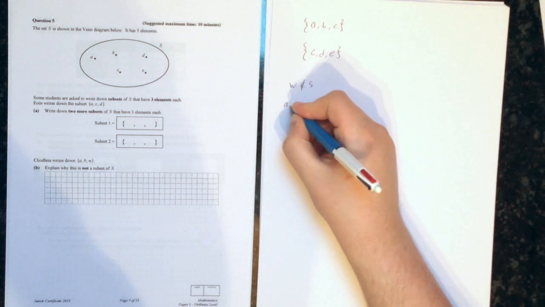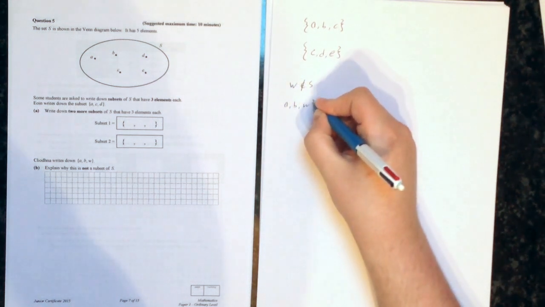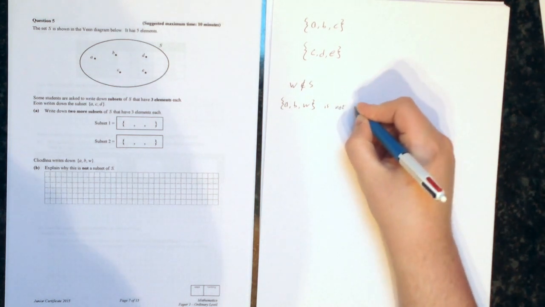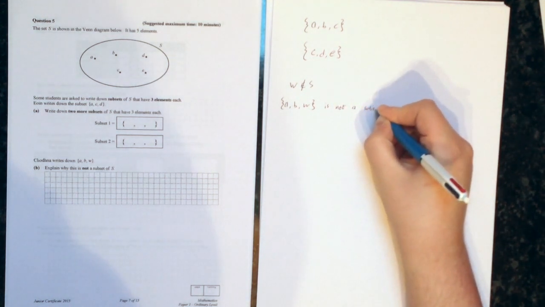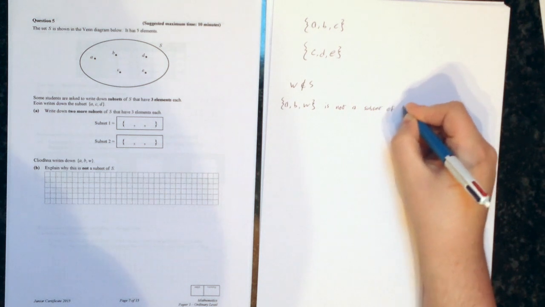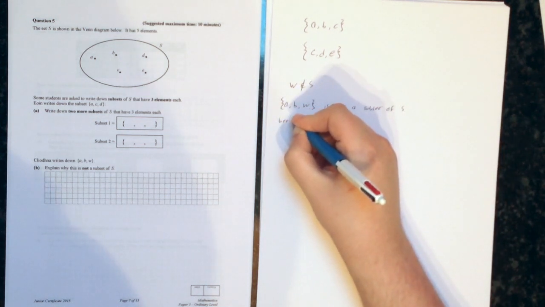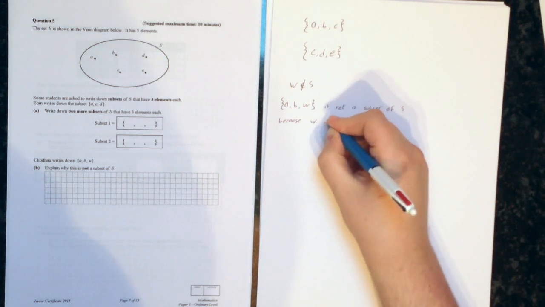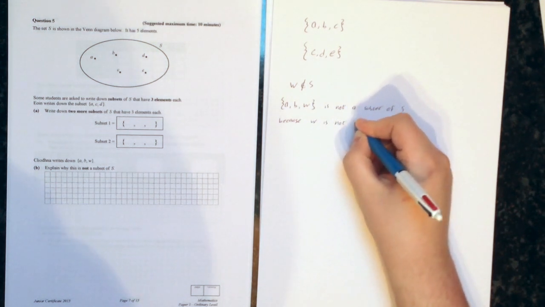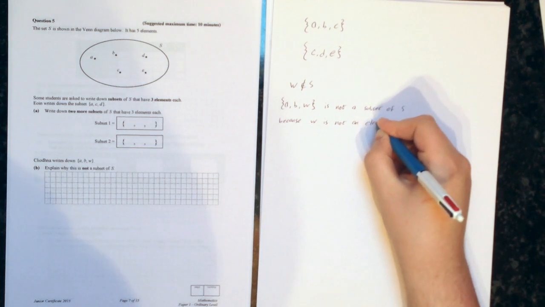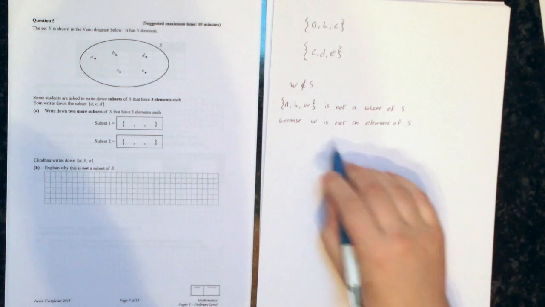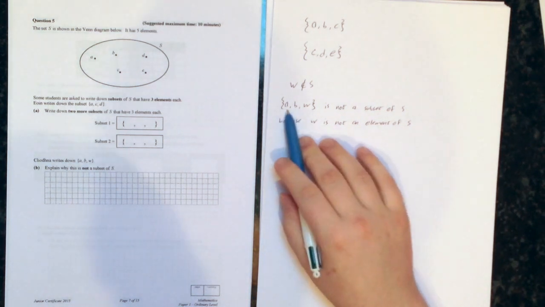So A, B, W is not a subset of S because W is not an element of S. So W is not in S, so ABW can't be a subset of S.